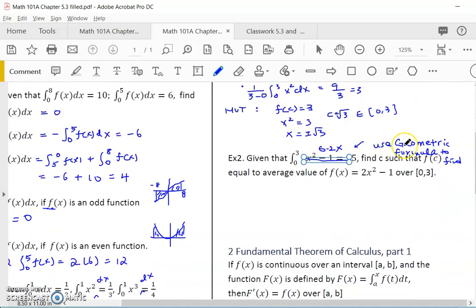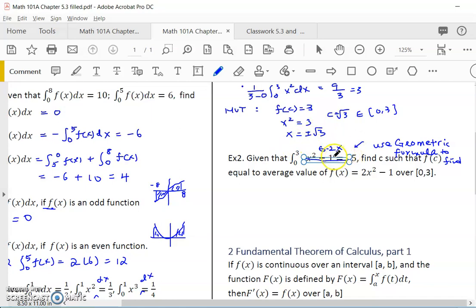Let's do another one. But this time, I want to use another function, not x squared. I want to do the integral from 0 to 3 of 6 minus 2x, which is a linear function, so I can actually find the integral by geometric formula. There is a question like that in the 5.3 worksheet.